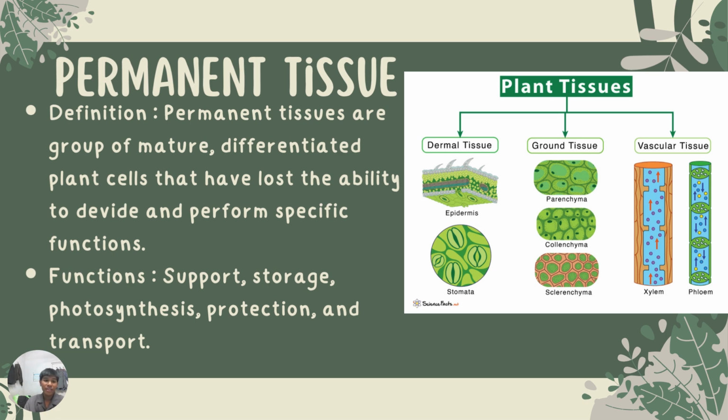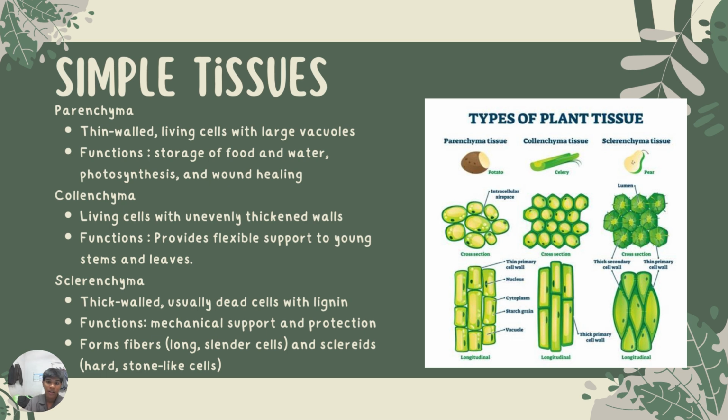Next one is permanent tissue. The definition: permanent tissues are a group of mature, differentiated plant cells that have lost the ability to divide and perform specific functions. For the function, it can support, storage, photosynthesis, protection, and transport. It has, first, simple tissue. It has three types in it.